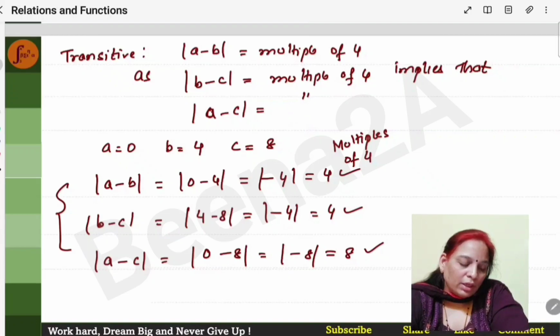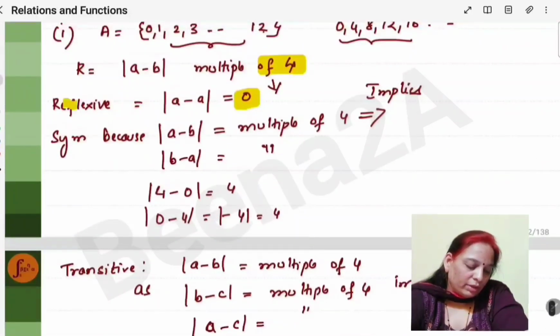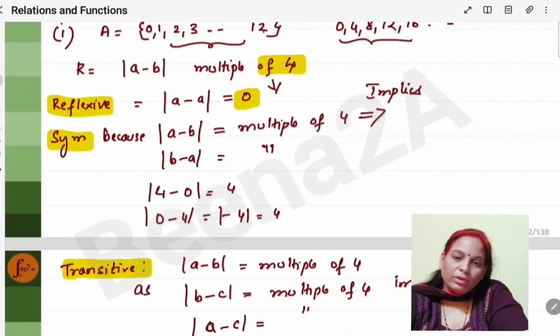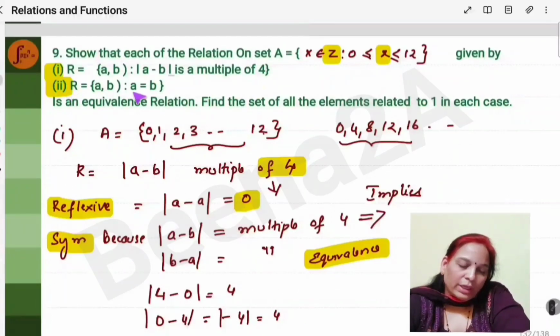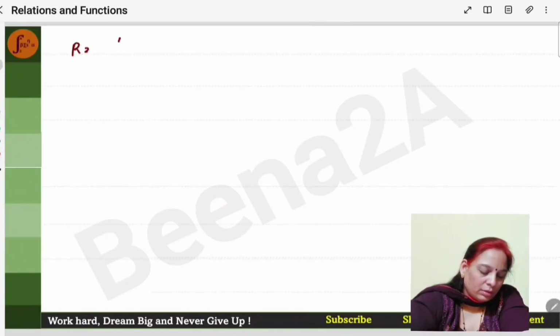Now since the relation is reflexive, symmetric and transitive, we call this relation an equivalence relation. Now we'll go to the second case. A is equal to b. The relation is a is equal to b.